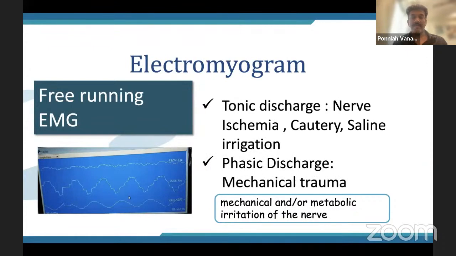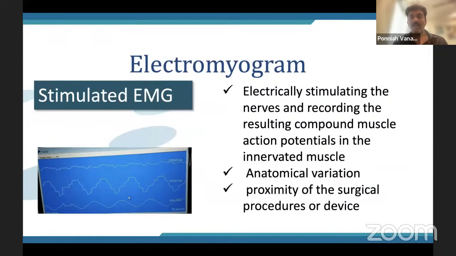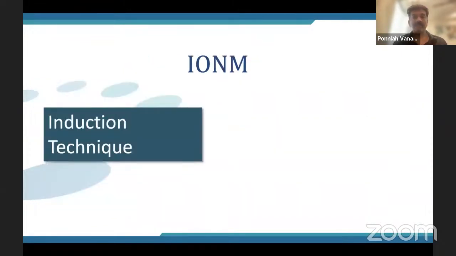And there could be some phasic discharge also during mechanical trauma. In a stimulated EMG, stimulation of a nerve happens, like the facial nerve, you stimulate it in the pathway. When you are not sure whether the structure is a nerve or something else, you stimulate it and record the resultant compound action potentials in the innervated muscles, like the facial muscles. There could be some anatomical variations during the dissection, so all those things could be identified.